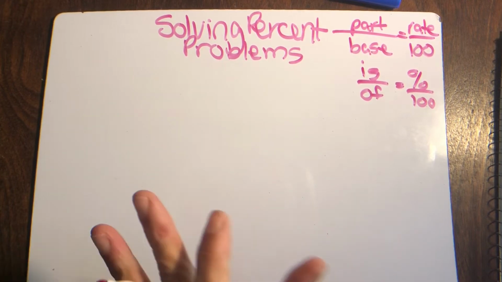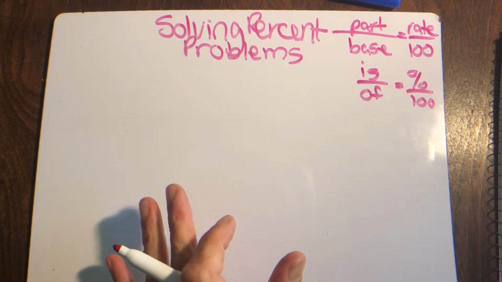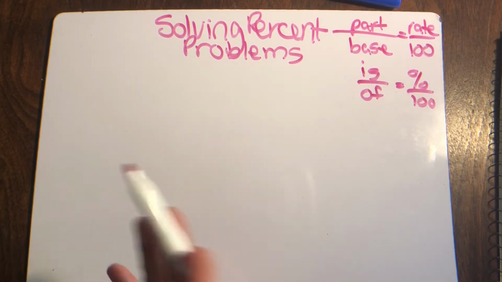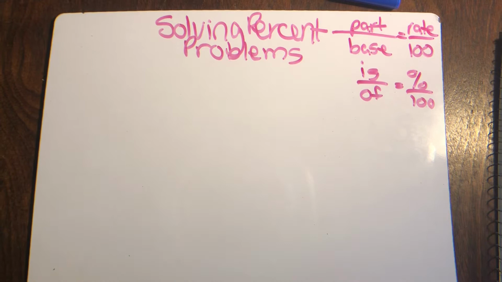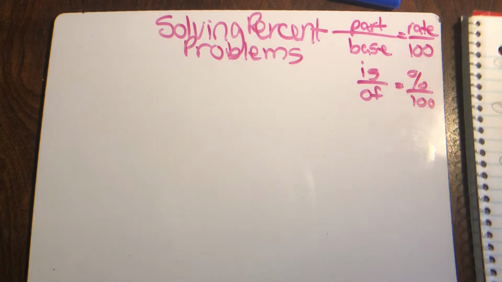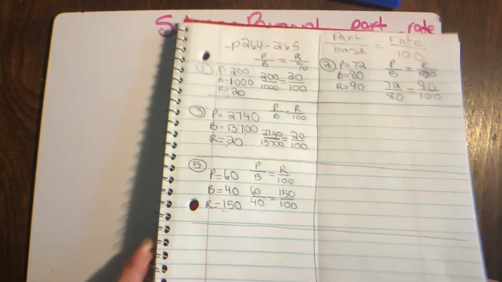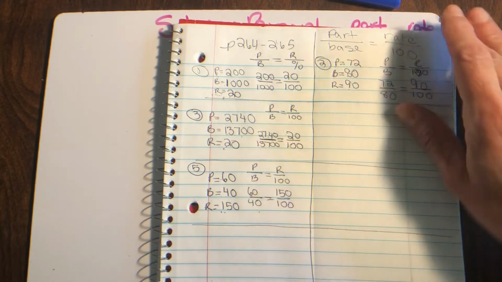All right, now that we've practiced setting up percent problems and you've practiced identifying the part, base, and rate, we're going to actually get some math problems and do some math problems. We're still going to work out of that same book, the Kaplan GED math book, and we're still going to set up our page the same way we did in the previous set of problems.